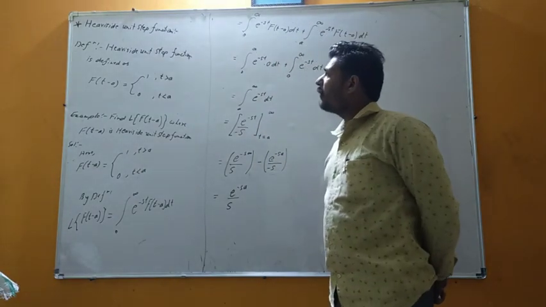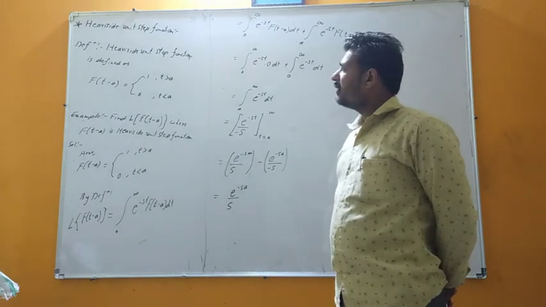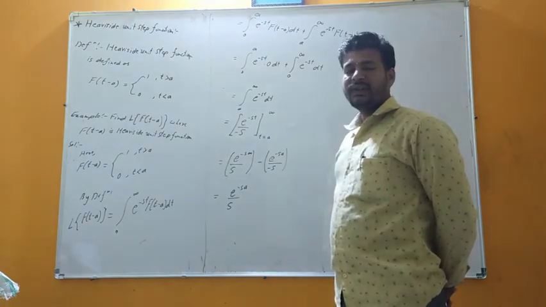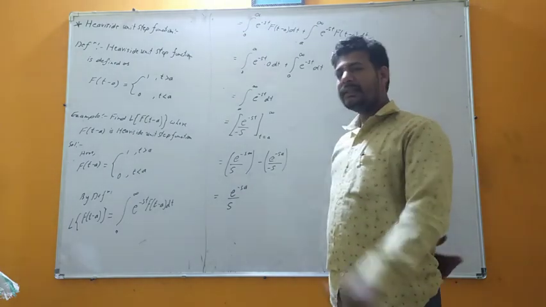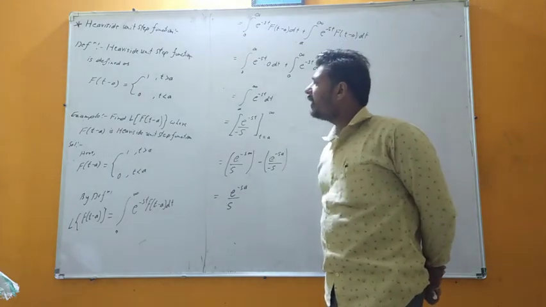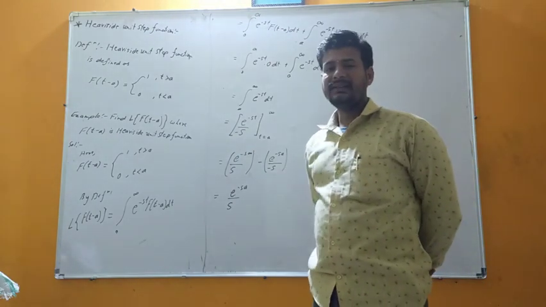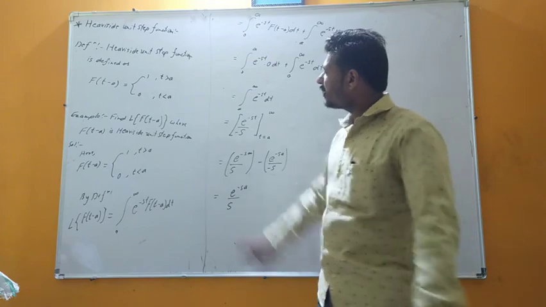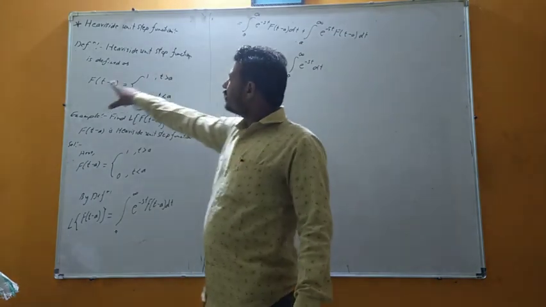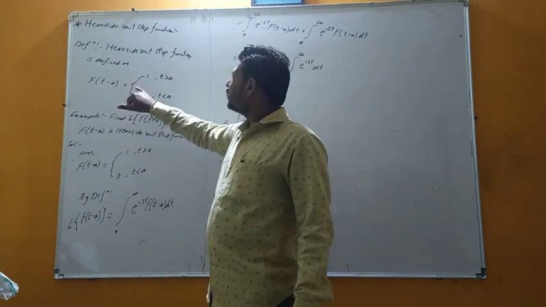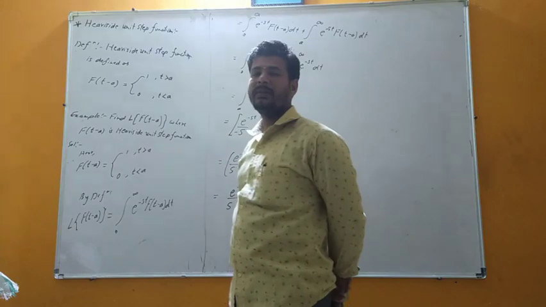The unit step function is defined as f of t, which is a function of t minus a, equal to 1 if t is greater than a, and equal to 0 when t is less than a. So these are the two conditions, and depending on these conditions, f of t minus a is either 1 or 0. Other values it cannot take.